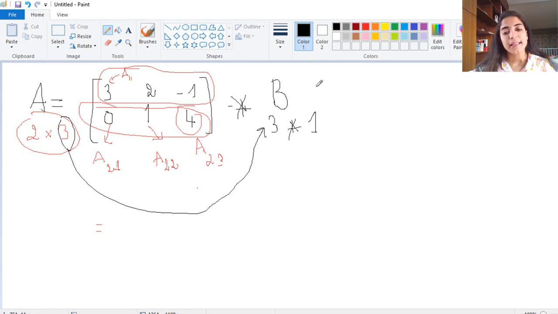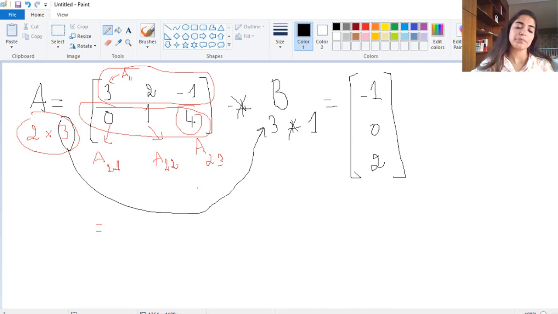So guys, let's say B is a 3 by 1. So let's take an example of B. 3 by 1 means 3 rows, 1 column. So let's say this is a column vector, basically, minus 1, 0, 2. Let's say this is B.